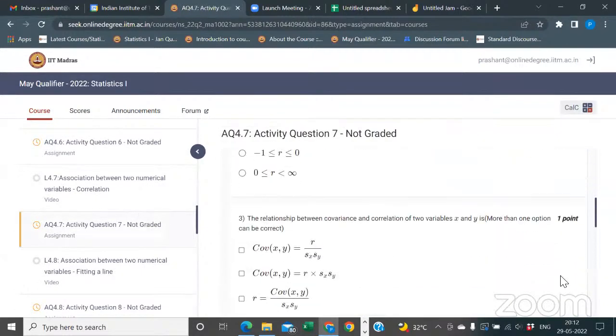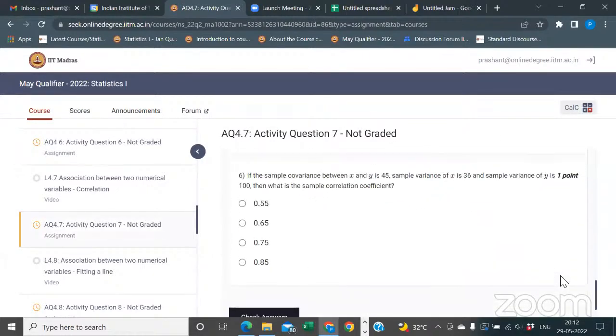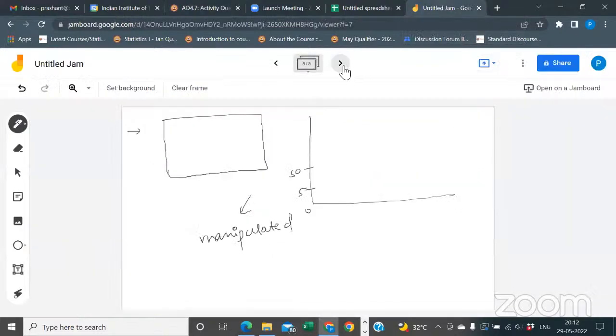Question number 6. Actually, I'm getting the wrong answer. Can you explain it a little bit? Okay, just tell me, what is the covariance between x and y?